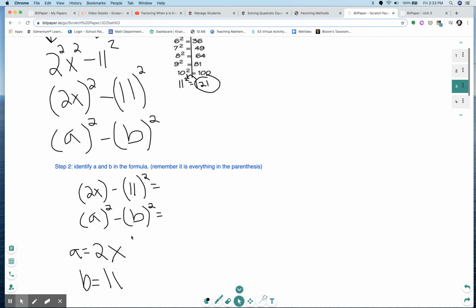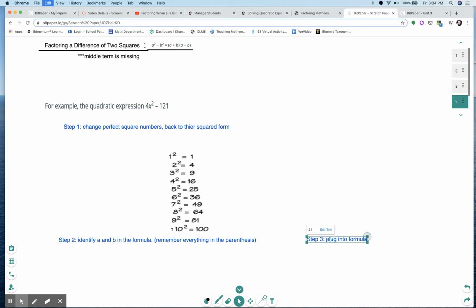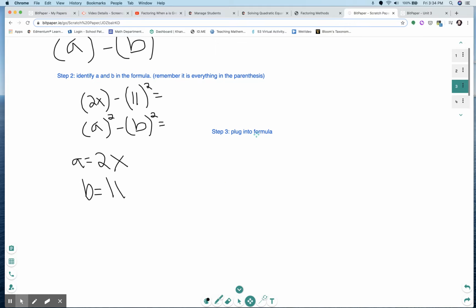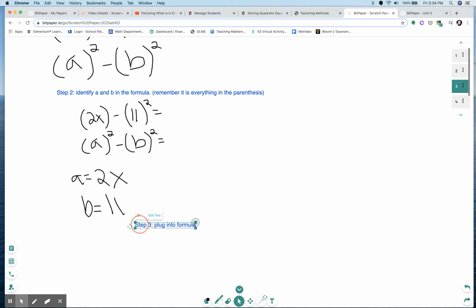For some reason, students really have a hard time identifying A and B. They want to say A is just the X, or A is just the 2, but really it's everything that's enclosed in that parentheses. And sometimes it gets kind of big. So let's move on to step 3, which is plug into formula. I'm going to keep moving down here. Plug values of A and B into formula.